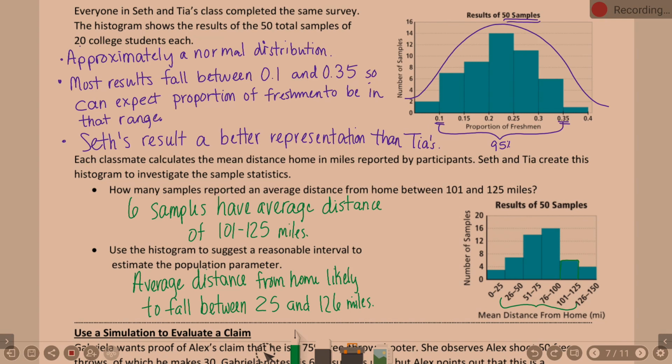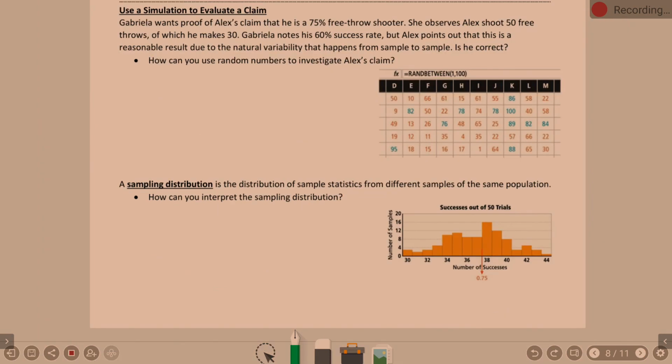What we looked at with Seth and Tia was them using a sample, physically gathering actual data that we can use to represent the population. Now, it's not always the easiest option, not always even an option, to go and gather data to represent the population. So we're talking about now the idea of how you could do a simulation.